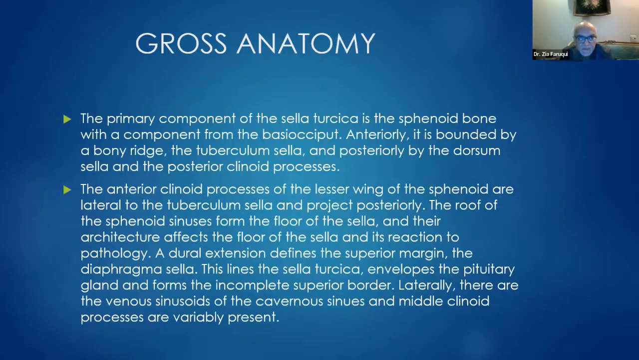As we said, the primary component is the sphenoid bone. There's a little component from the basiocciput as well. Anteriorly, you have the tuberculum sellae, posteriorly the dorsum sellae and the posterior clinoid processes. The anterior clinoid processes are lateral to the tuberculum sellae and project posteriorly. The roof of the sphenoid sinuses forms the floor of the sella. Again, I'll show you the images. The other thing to look for is the dural extension, the diaphragma sellae. This is what defines the difference between the sellar and the suprasellar region.